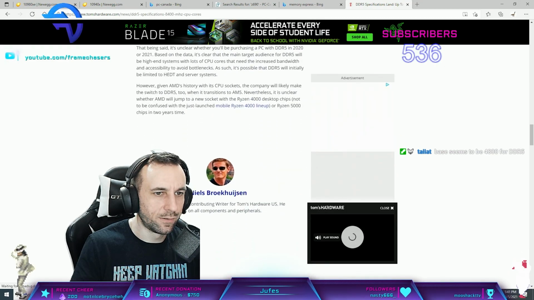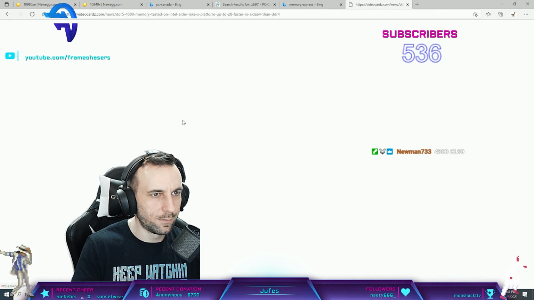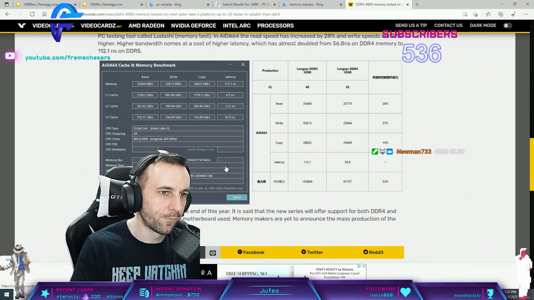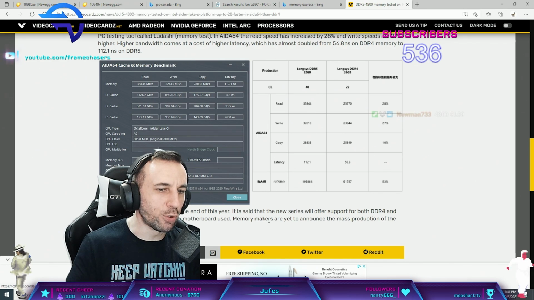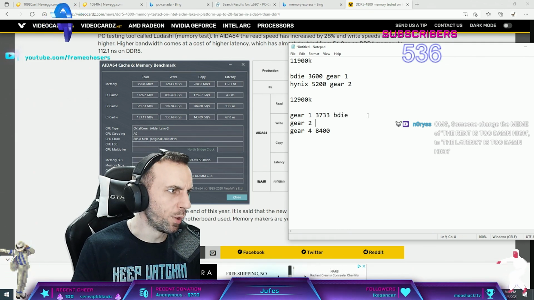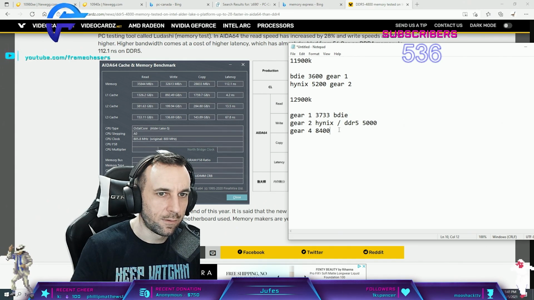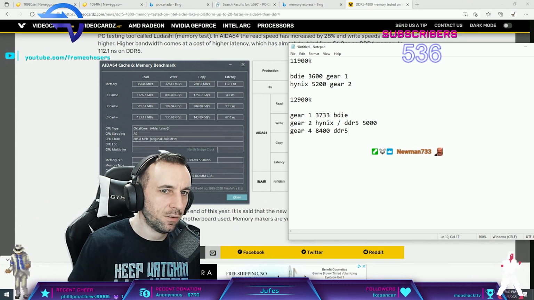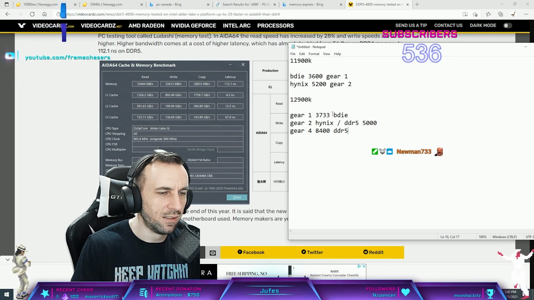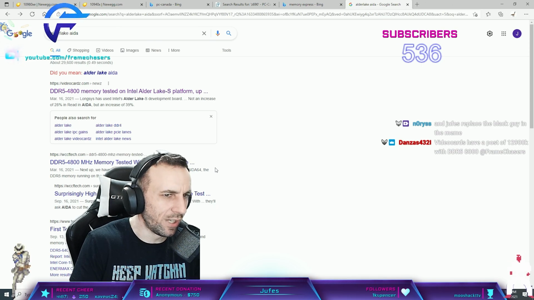Where's that Alder Lake picture? 4800. This would be gear two, right? Look at that. So DDR5, you could actually make, okay, DDR4 this would be B die, right? The gear two would be like Hynix slash DDR5 5000, and then this would be DDR5 only, right? Who's gonna be gaming on this, dude? The other screenshot was like 90 gigs per second of bandwidth. I don't need that, dude.